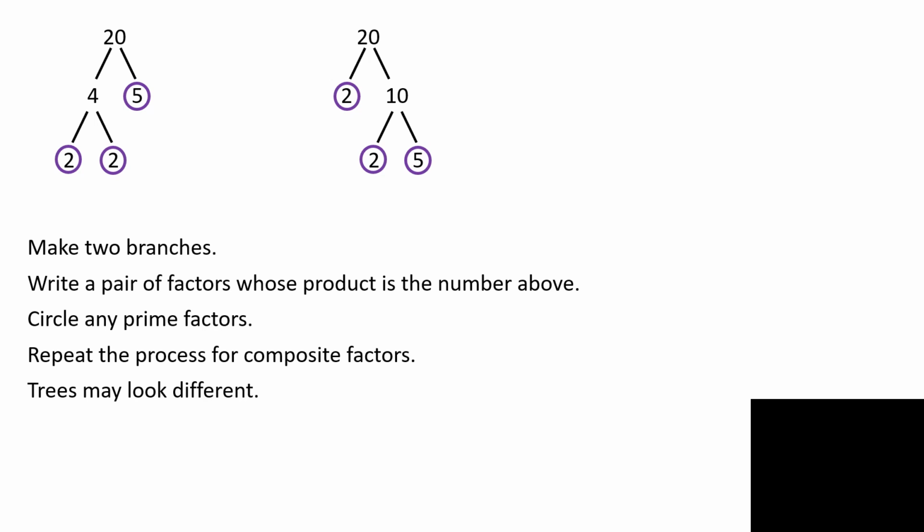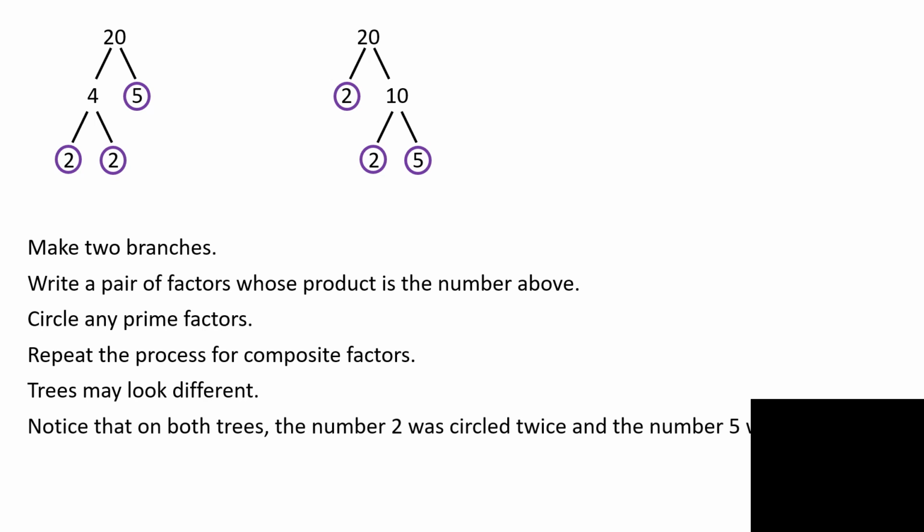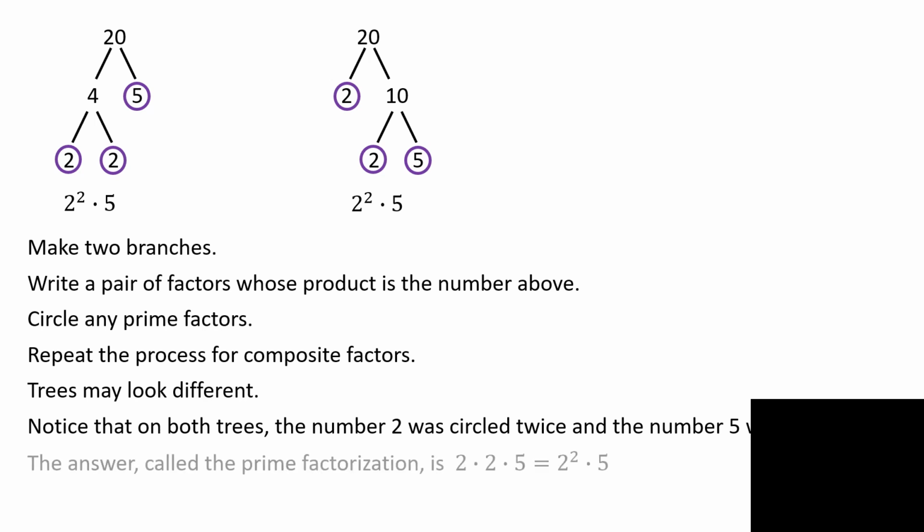I also circled a 5. So either factor tree, even though the trees look different, I have the same prime numbers circled. I circled the number 2 twice. I circled the number 5 once. And so the prime factorization is 2 squared times 5. Right? With either tree, that's my result. That's my answer. 2 squared times 5. Right? In other words, 2 times 2 times 5 are the prime factors that create 20.